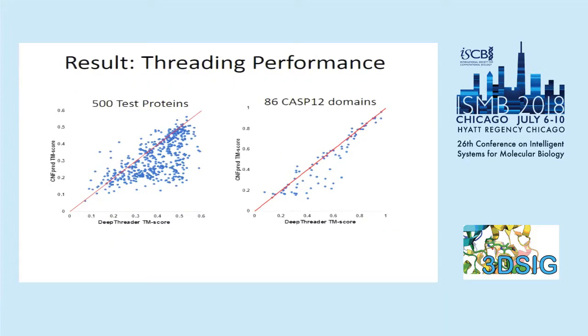Then here I show you the threading performance. I thread the test proteins into a database, like say BC40. The left picture shows you the threading performance on 5,000 test proteins compared with our CF-Pred. And the right picture shows you the threading performance on the 86 CAMEO domains. So from here you can see again that the deep threading method works much better than when you don't use the pairwise distance information. On both very different test sets, we observe the same trend.